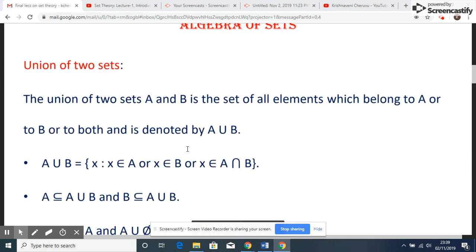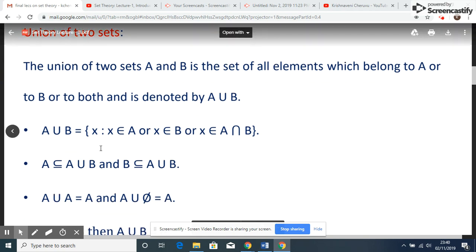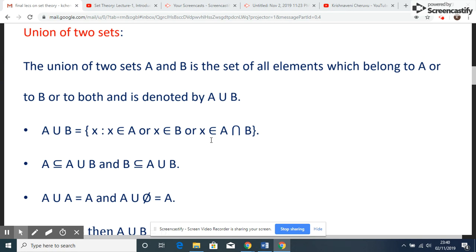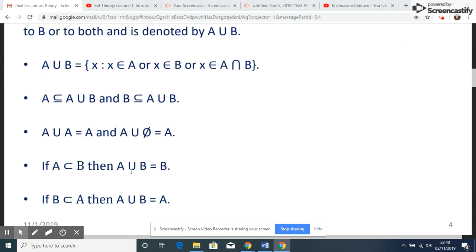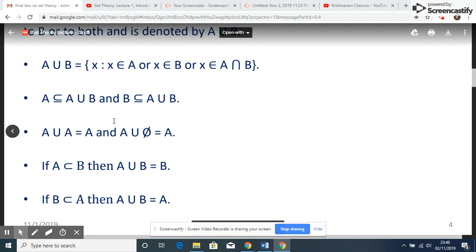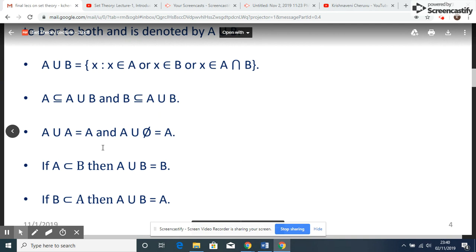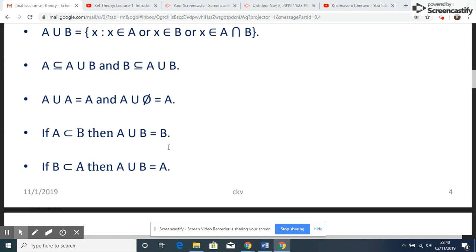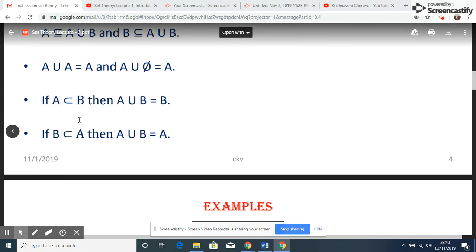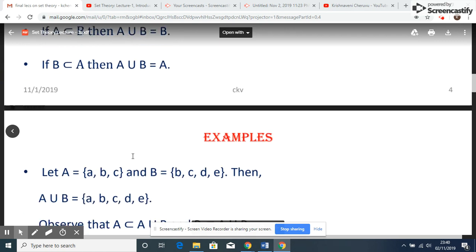Now, union of two sets. The union of two sets A and B is the set of all elements which belong to either A or to B or to both. So A union B is the set of all elements which are in A or in B or in their intersection. Note that both A and B are subsets of their union. Union of A and A is A. Union of A and empty set is A. If A is a subset of B, then A union B is B. If B is a subset of A, then A union B is A.